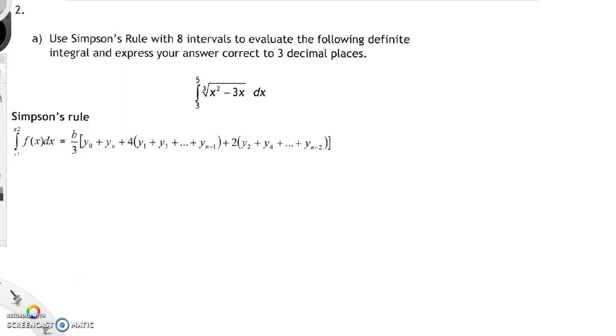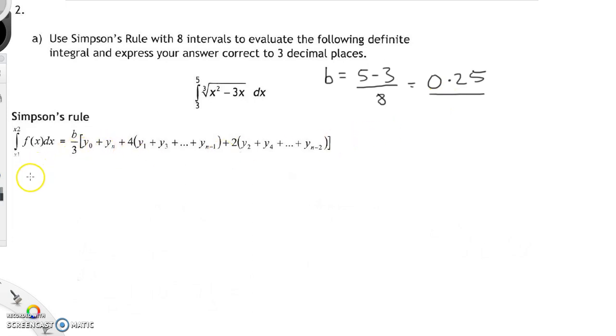Right, here we are to evaluate this integral using Simpson's rule. This rule I got from the back of the exam paper, and the first thing we're going to figure out is h, the strip width. So h is going to be the upper limit minus the lower limit, 5 minus 3, all divided by the number of intervals, which is 8. That comes out with 2 divided by 8. We get 0.25 for our strip width.